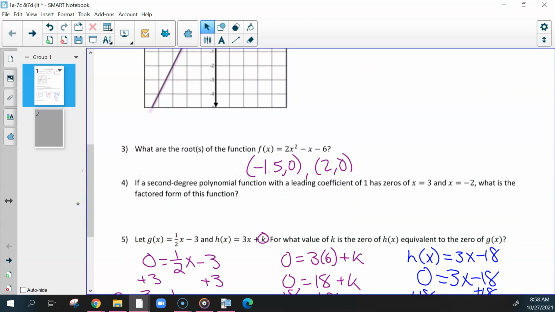Number 3, it asks for the roots. Roots are another word for X-intercepts. You could have found that on your calculator or Desmos. I think that's what I told you to do. So if you looked on your calculator or Desmos, one of your intercepts was a decimal or a fraction. So negative 1.50 or negative 3 over 2, 0. And then the 2, 0 was your other one.